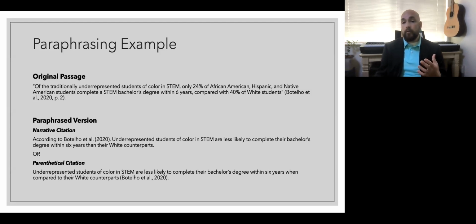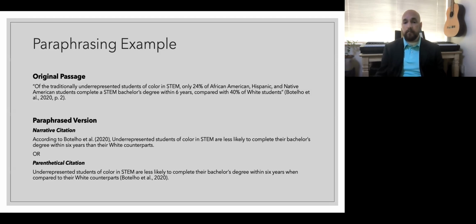But remember, you have to be careful not to use wording that is too similar to the original. Otherwise, you could be at risk of committing plagiarism. And also, every time you paraphrase, it's important to cite the source. So don't forget that, and you do this right away before you forget. So let's take a look at this example.